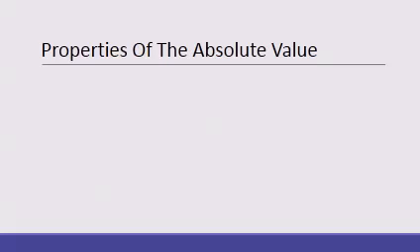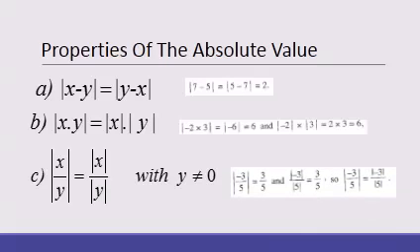Now let us see some properties. You should know that absolute of x minus y is the same as absolute of y minus x. For example, 7 minus 5 is 2, so absolute of 2 is 2. Absolute of 5 minus 7 is minus 2, but absolute of minus 2 is also 2. So for every property, as you see, there's an example to clarify.